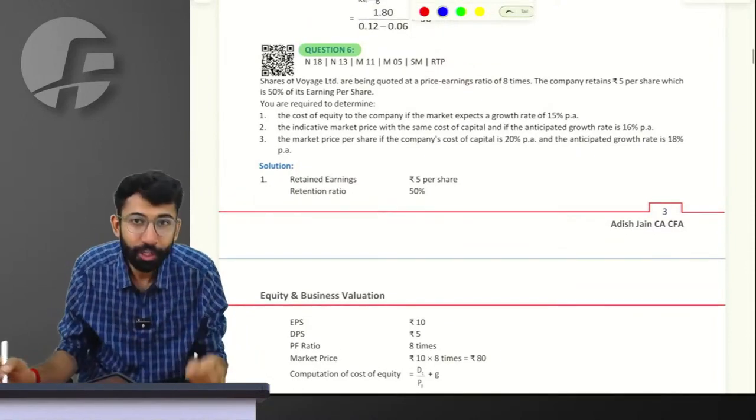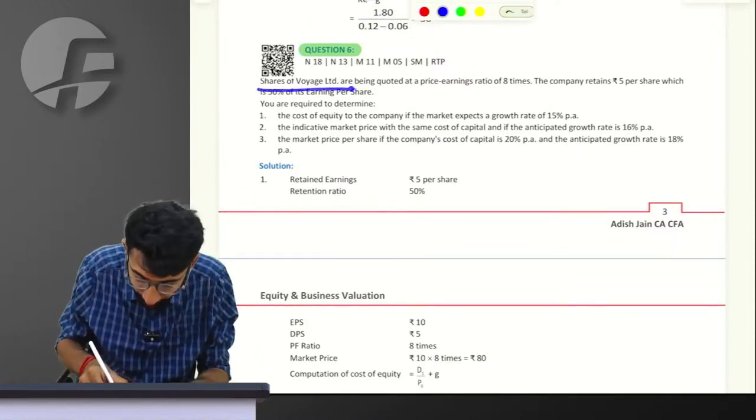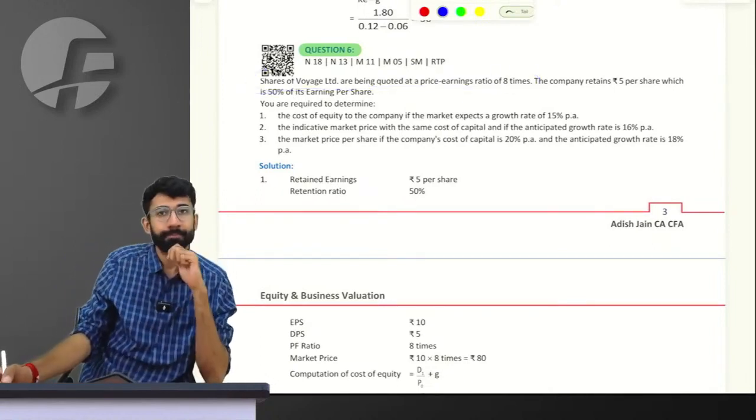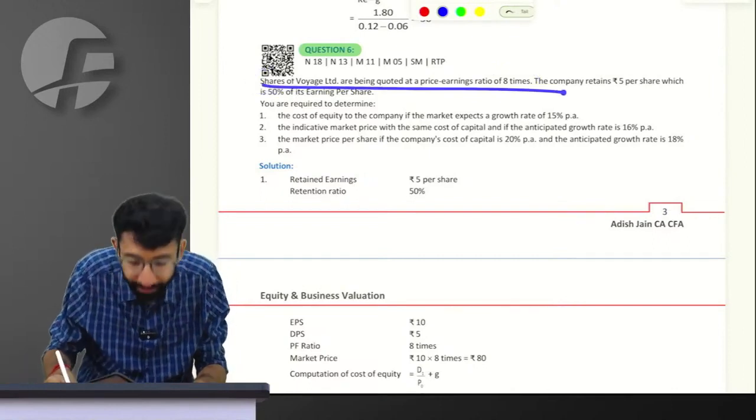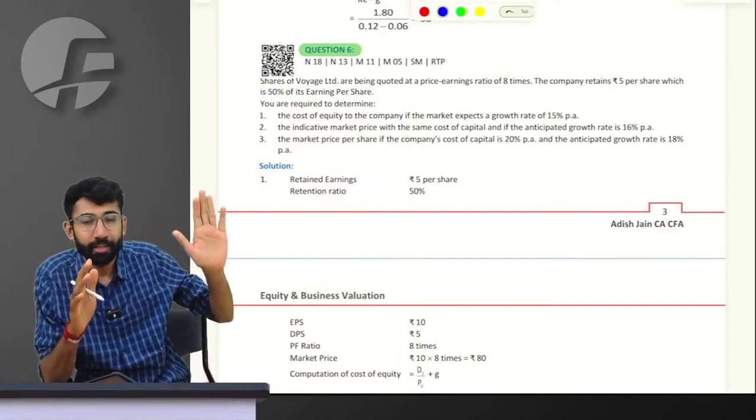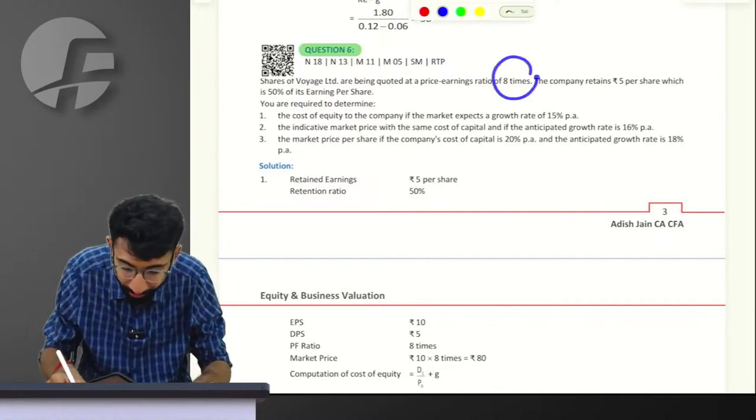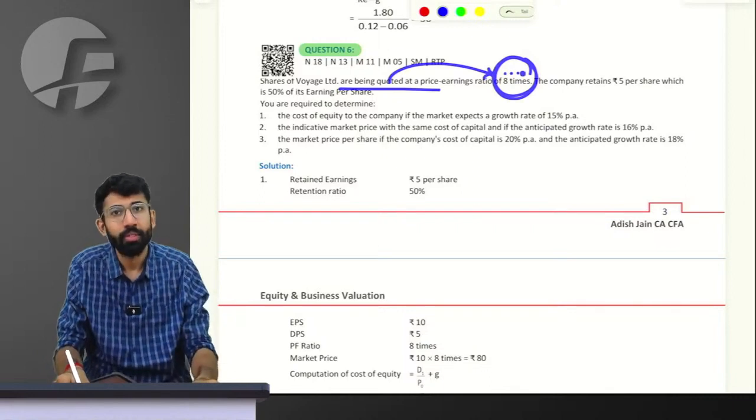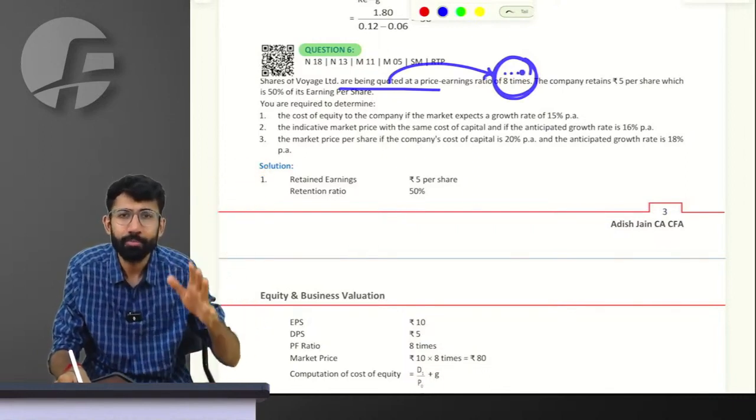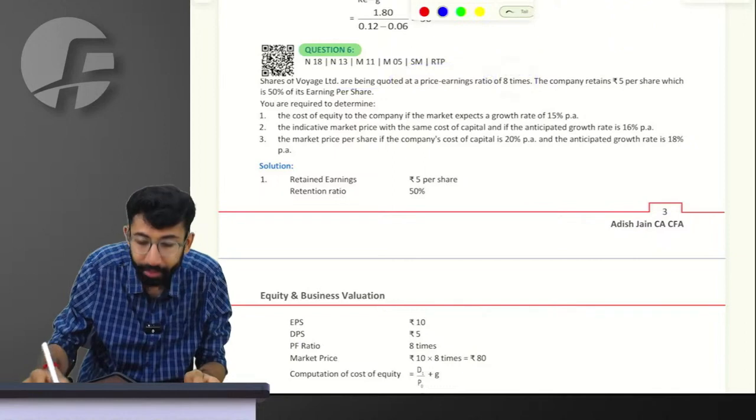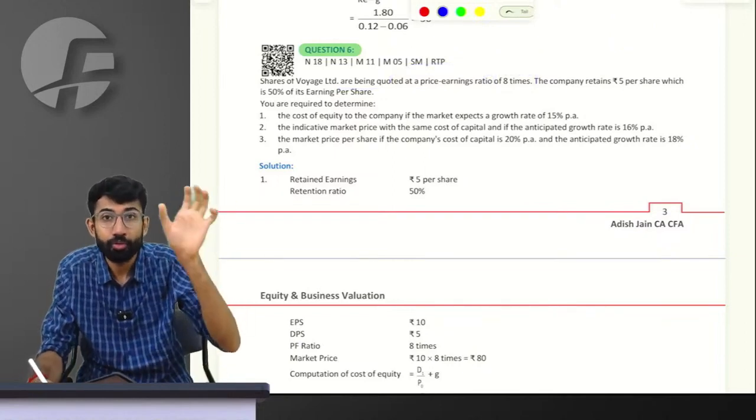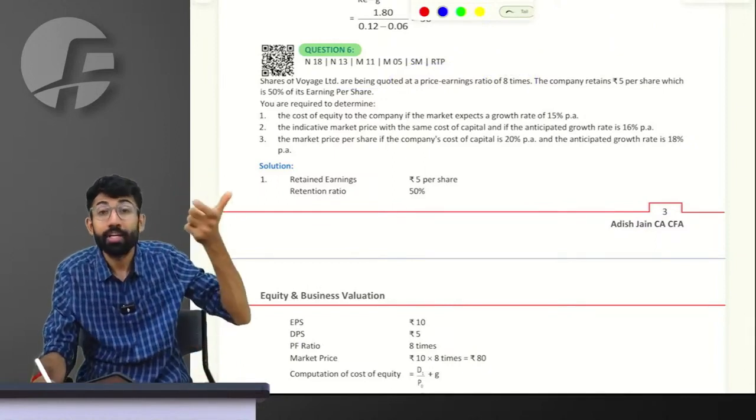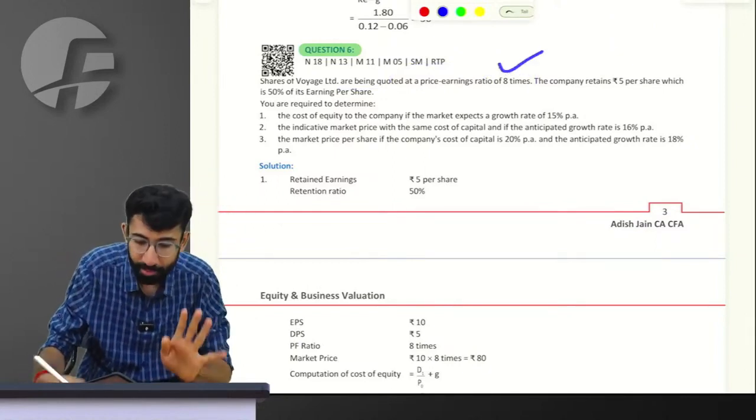Let us start reading. We'll do it in the notebook. Shares of Voyage Limited are being quoted at a P/E ratio of 8 times. Sir, what does this line mean? This line means that there is a company in the market whose P/E ratio is 8 times. Sir, why do they say that share is quoted at a P/E ratio? Share is quoted at a price, not at a P/E ratio. But sir, what is the numerator of P/E ratio? Price, right? Which is why it can also be said that share is quoted at a P/E ratio. All right, 8 times is the P/E ratio.